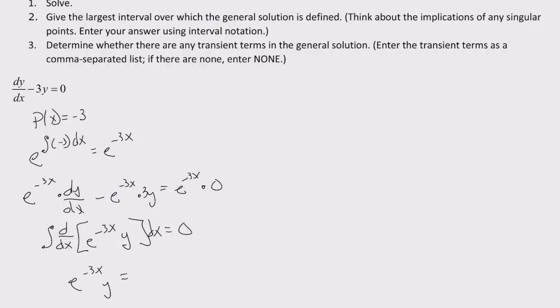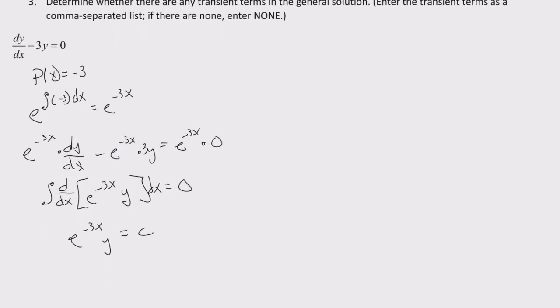equals, then the integral of 0 is, well, nothing there. So then we get c to represent that constant. And lastly is to try our best to solve for y. So if I divide by e to the -3x on both sides, I get c e to the 3x, sorry, so y equals c out front, e to the 3x. And there we go. Okay, so there's our equation.